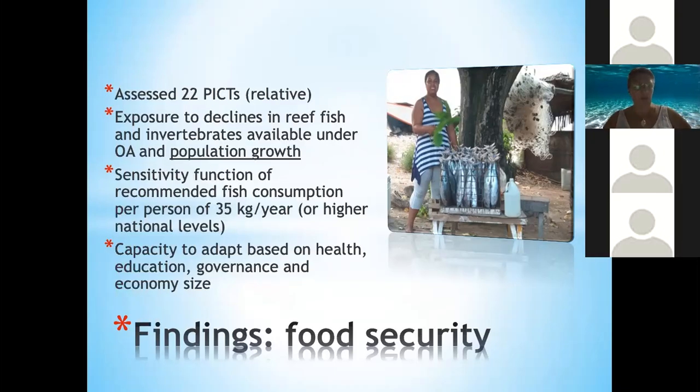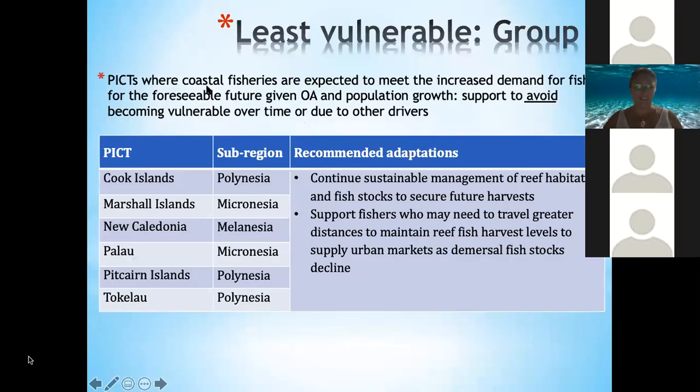And again, as we've heard, capacity to adapt is often social factors, so things like current health conditions, education levels, governance, and size of the economy. Next slide, thanks. What we ended up with was 3 groups, ranging from those that are not very vulnerable in terms of their food security to what ocean acidification will mean for marine resources, through to those groups that are most vulnerable. So group 1 was essentially the least vulnerable, and they just needed support to avoid becoming vulnerable over time.